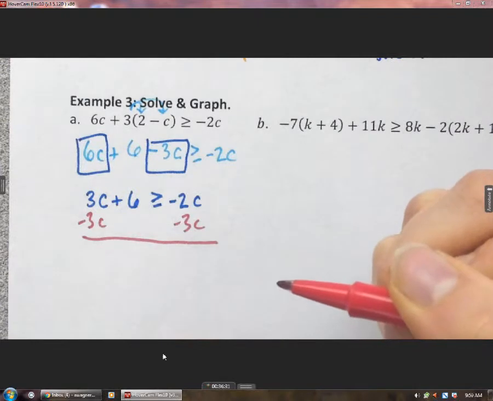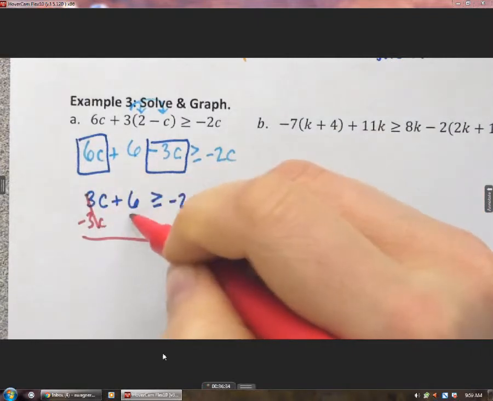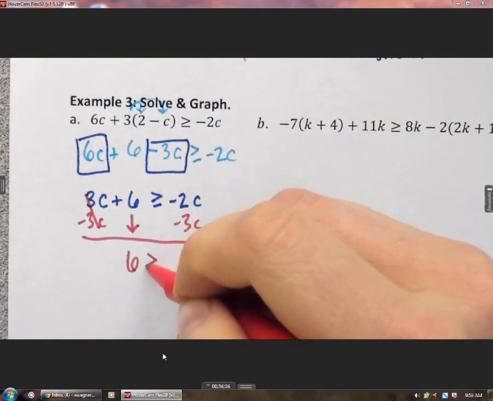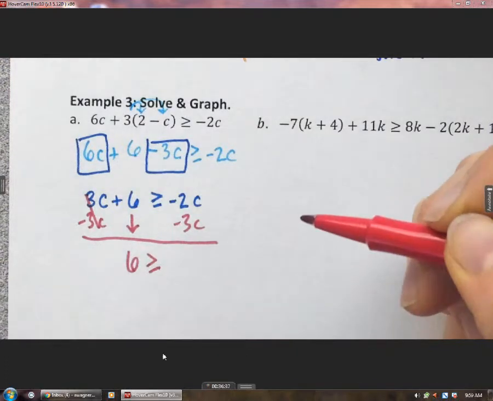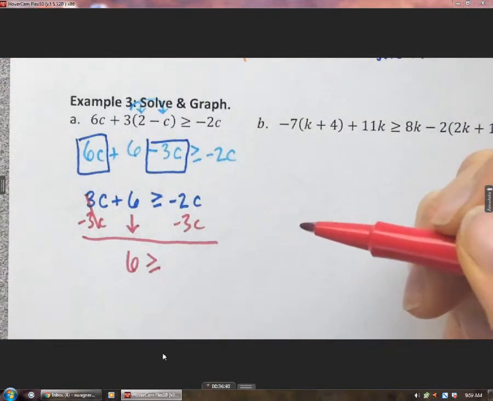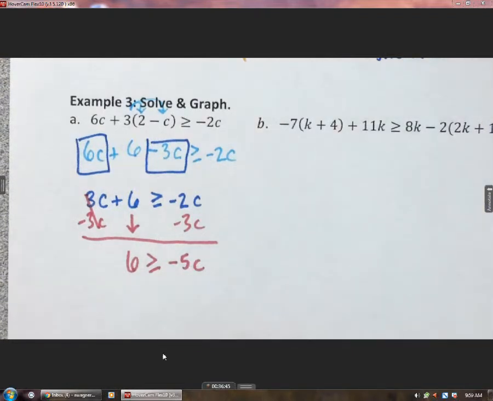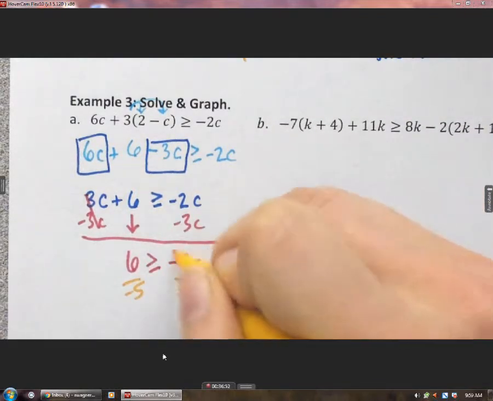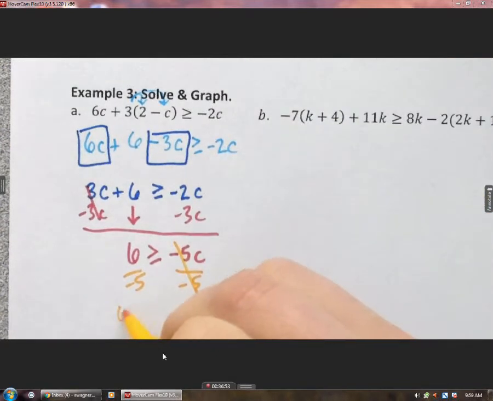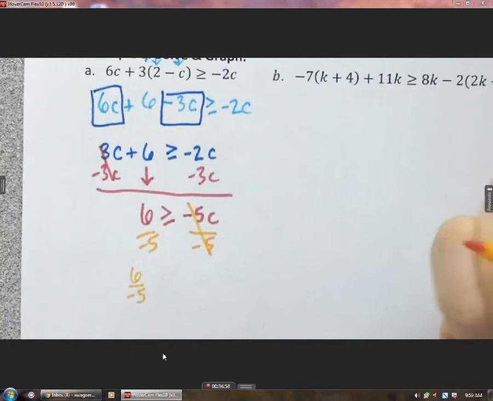You could do it the other way too. I would have done it that way. It would take an extra step. This takes an extra step though too. Minus 5C. How do you get C by itself? This is what Kirsten asked about earlier. Divide by negative 5. So 6 over negative 5. I'm dividing by a negative, so what do I do? Switch it.